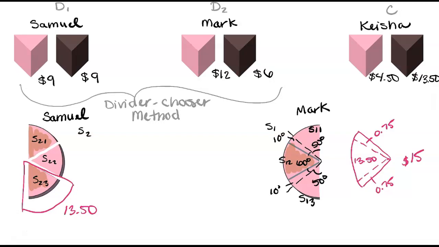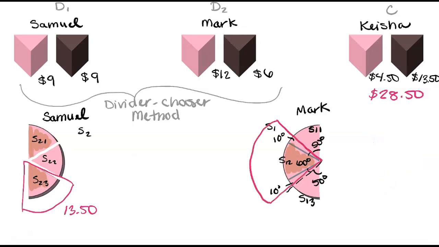$15 and $13.50 are her 2 portions, so Keisha has a grand total of $28.50. Keep in mind that with this cake worth $54 total, a fair share is $18 or more. I think Keisha's pretty happy with her fair share.